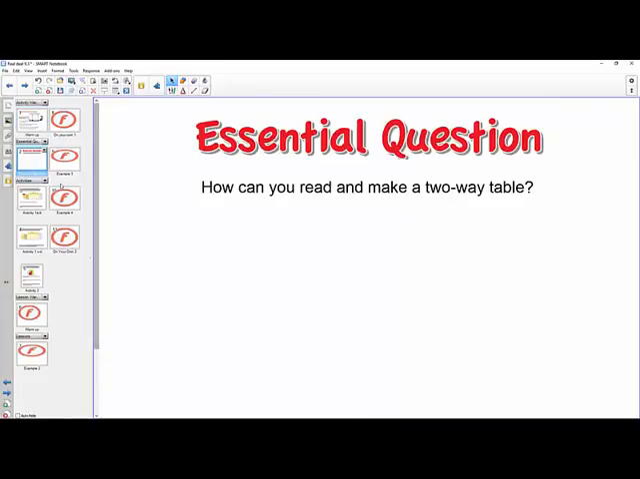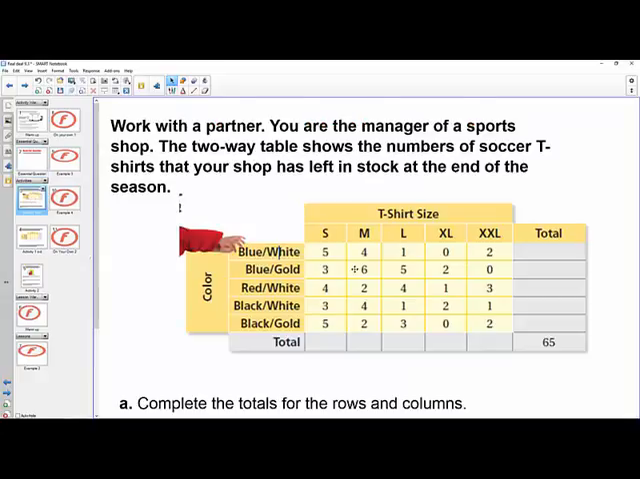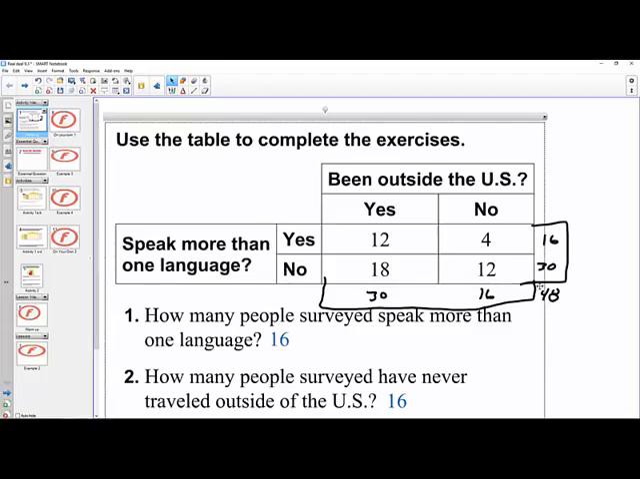So we basically want to be able to read and make two-way tables. What I want you to do is very quickly complete all of these. Notice that all the totals, when I add them, should add up to 65 on both sides. Just like our last one, they both added up to 48 on both sides. So this bottom right corner should always be the same vertically and horizontally.